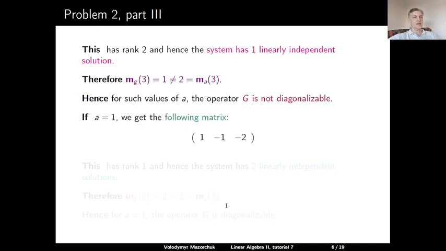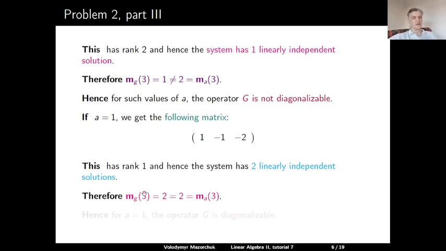If a is equal to 1, then we get the matrix 1 minus 1 minus 2. This matrix has rank 1, and hence the corresponding system has two linearly independent solutions. 3 variables minus rank 1, which is equal to 2. Two linearly independent solutions. Therefore, the geometric multiplicity of 3, which is equal to 2, equals the algebraic multiplicity of 3, which is 2.